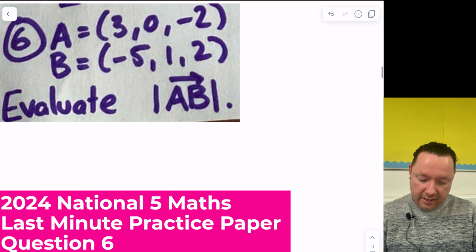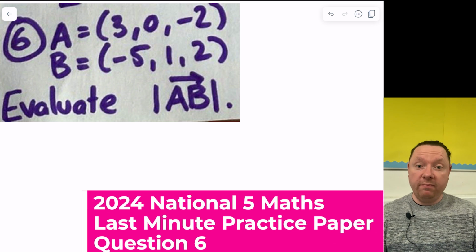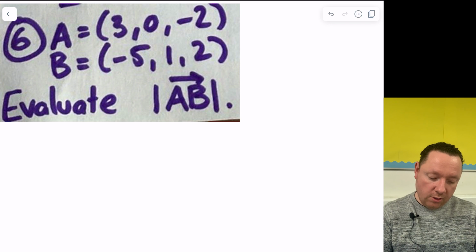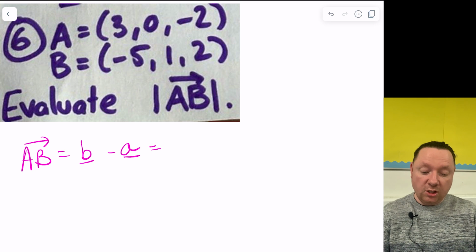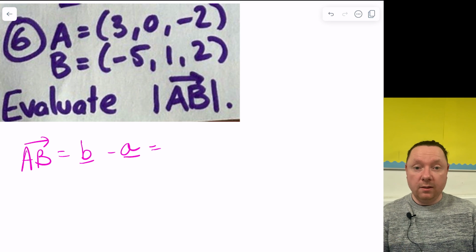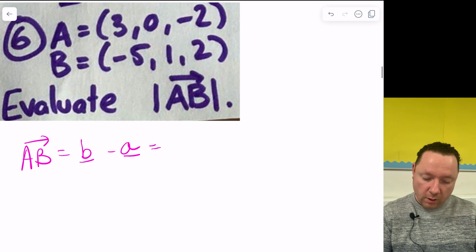Question 6. a equals (3, 0, minus 2). b equals (minus 5, 1, 2). Evaluate the size of the modulus of a to b. This is a vector question. So step 1. How do I do a to b? You do b minus a. The position vector of b and a, which is just the same as the coordinate, written as a vector. Minus 5, 1, 2.